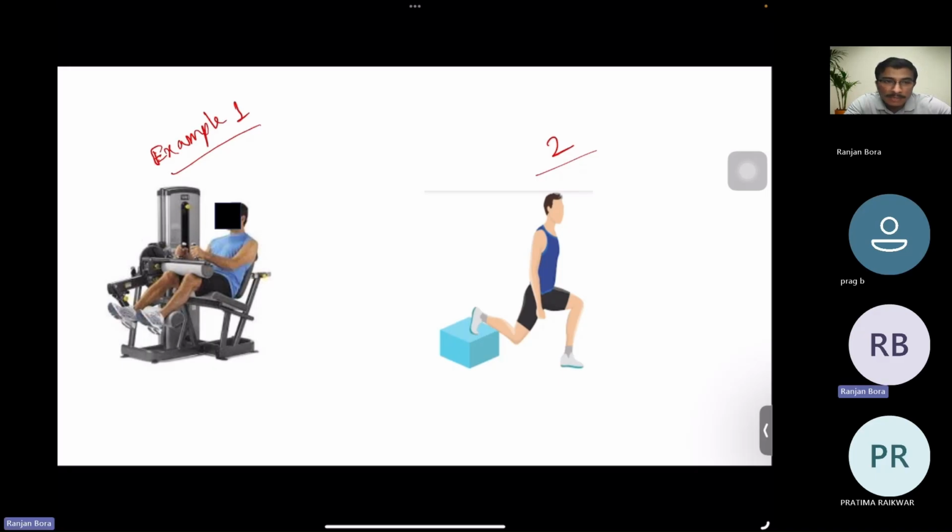So the person is doing some exercise with his legs, and here he is doing a one leg squat. We should not look at the hands. The hands are fixed. He is moving his legs here. Now can you tell me which one is an open chain and which one is a closed chain?